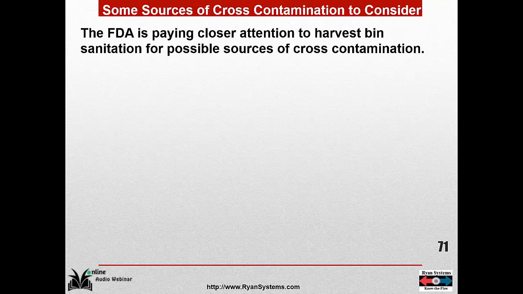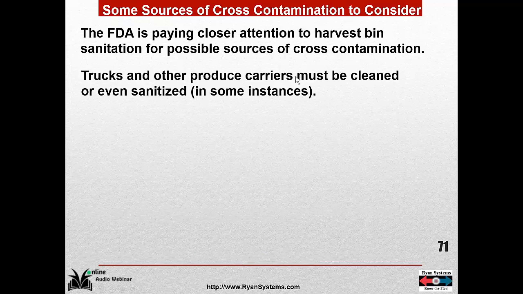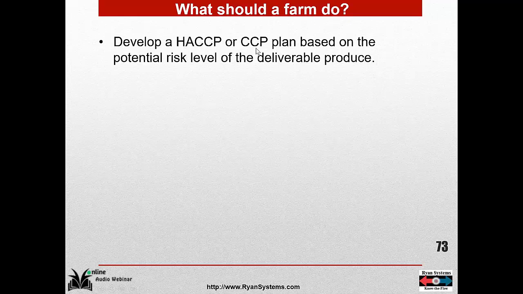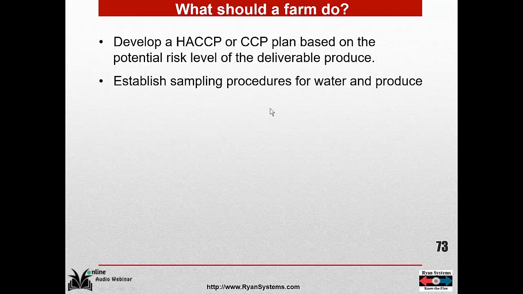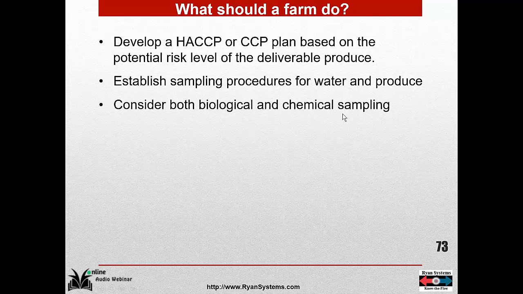Now I'm going to talk about a different kind of cross-contamination, from harvest bins and other kinds of cross-contaminant. Trucks and other produce carriers must be cleaned or even sanitized. A farm should have HACCP and critical control point plans, establish sampling procedures for water and produce, and consider both biological and chemical sampling. This is not just for farms, but distribution centers, etc.